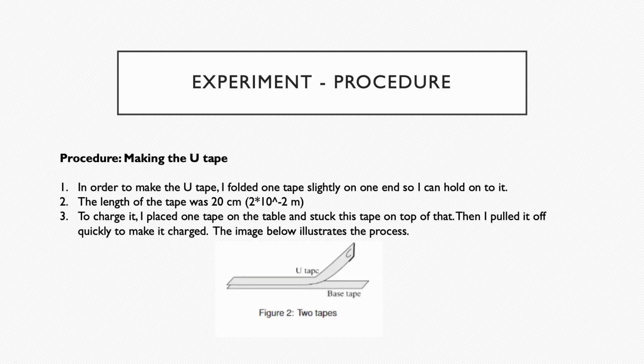So the experiment and its procedure. Making the U-tape. In order to make the U-tape, I folded one tape slightly on one end so I could hold on to it, as shown in the instructions. The length of the tape was 20 centimeters, which is 2 times 10 to the power minus 2 meters. To charge it, I placed one tape on the table and then stuck another tape on top of that. Then I pulled it off very quickly to make it charged. The image below illustrates the process.